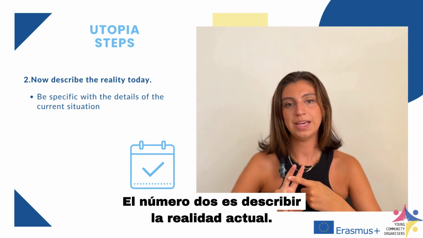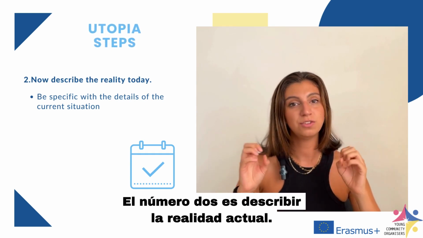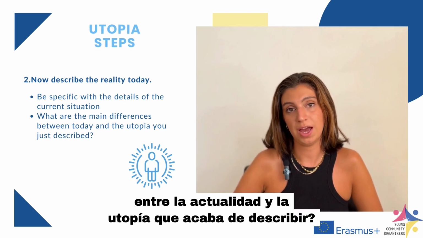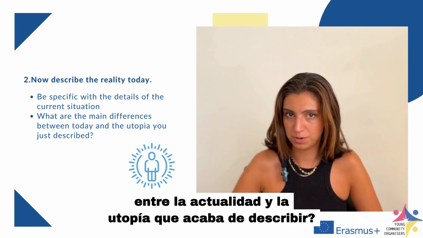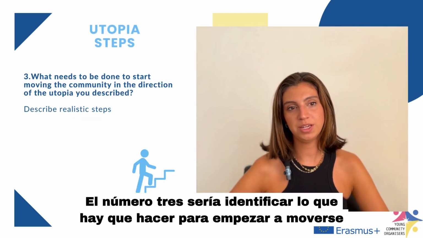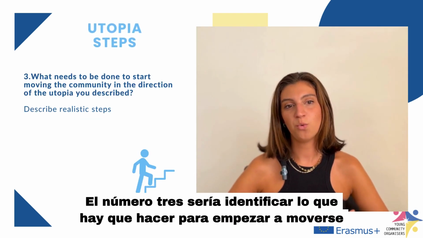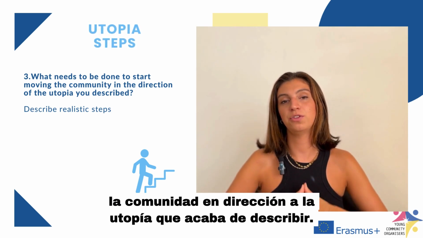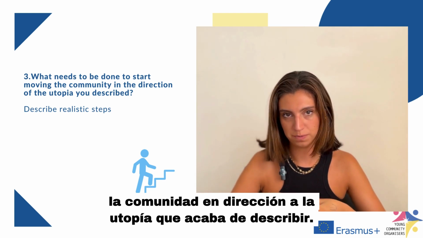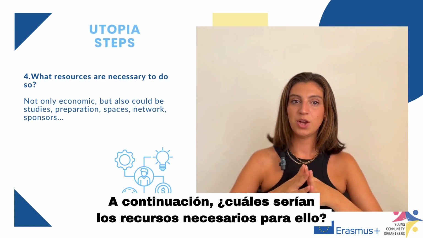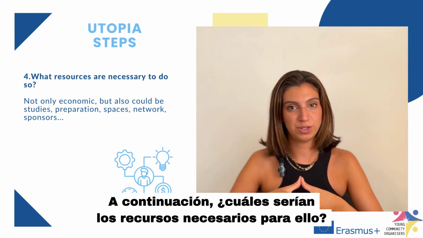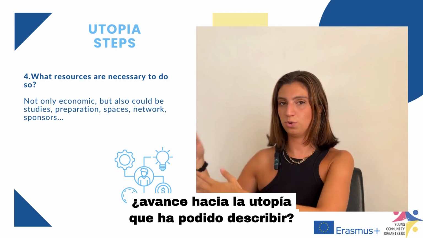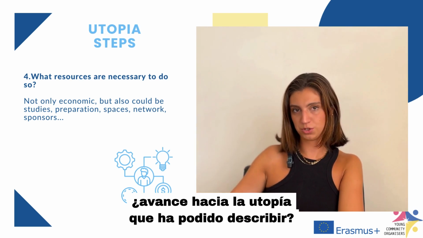Number 2 is to describe the reality today. What are the main differences that you see between today and the utopia that you have just described? Number 3 would be to identify what needs to be done to start moving the community in the direction of the utopia that you have just described. Following this, what would the resources be to do this advancement towards the utopia that you have been able to describe?